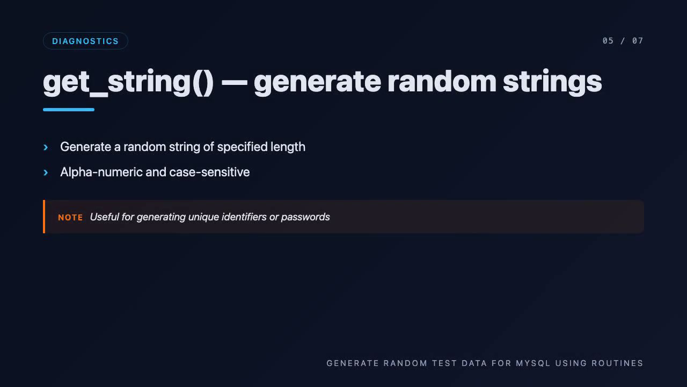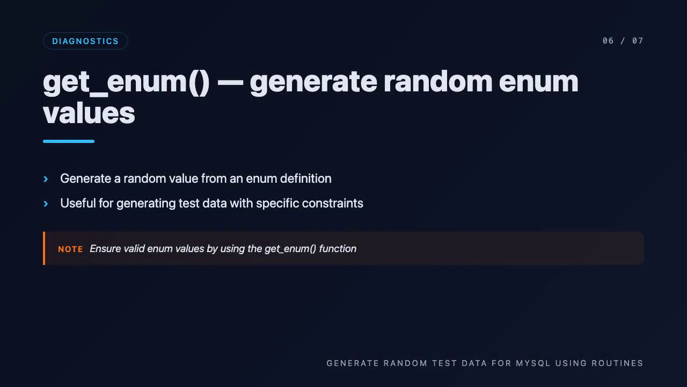The getString function generates a random alphanumeric string of the specified length, making it perfect for creating unique identifiers or complex passwords. The getEnum function generates a random value from an enum definition, ensuring that you're working with valid enum values when generating test data.